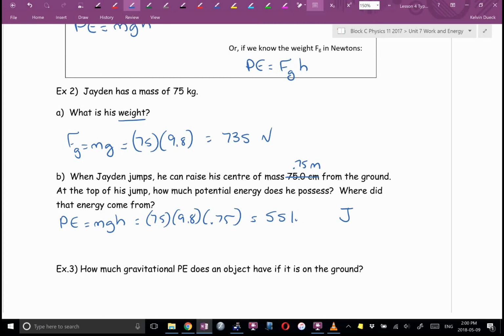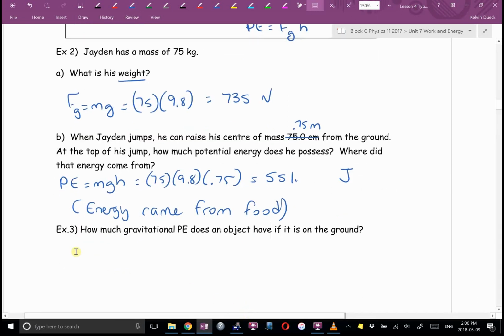Did I say 12 days left? Holy smokes, Batman. Where did the energy come from? Energy came from the food that he ate. Soccer players, good luck.